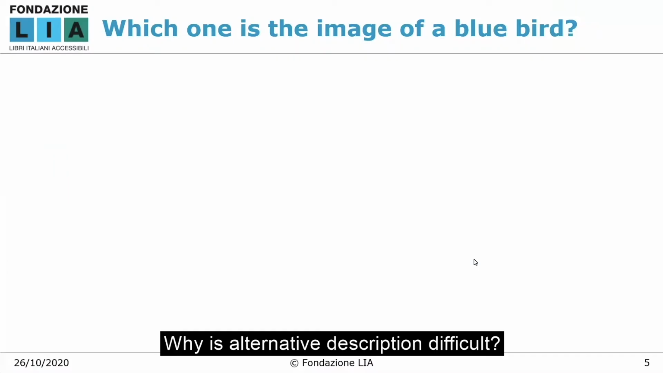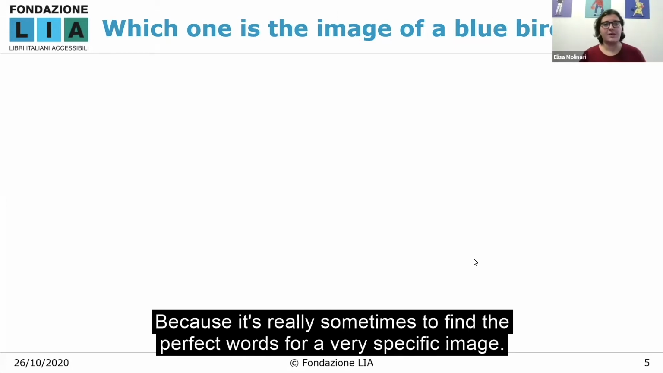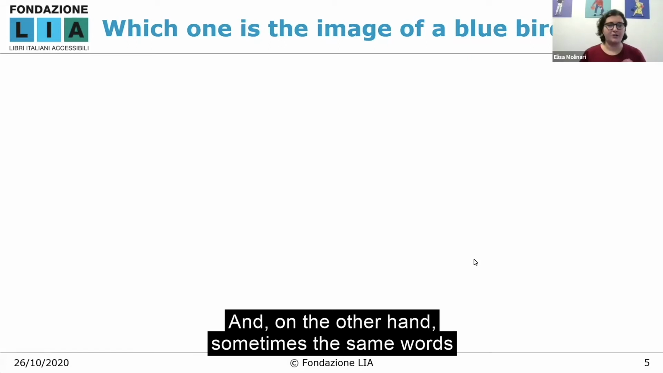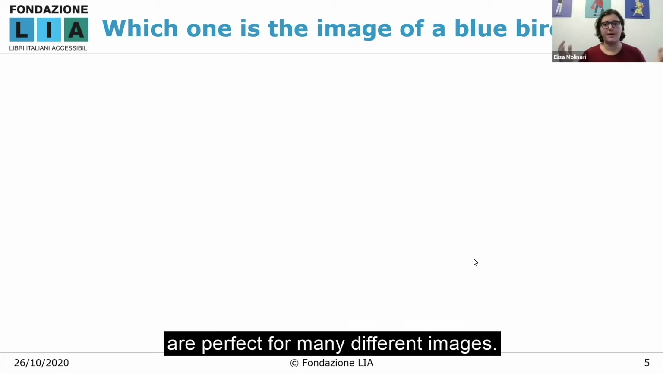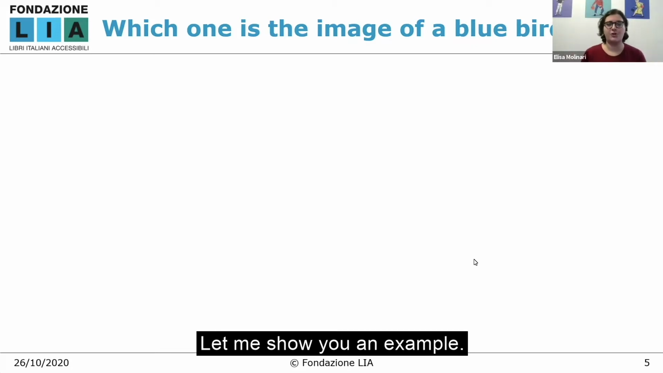So why is alternative description difficult? Because it's really difficult sometimes to find the perfect words for a very specific image. And on the other hand, sometimes the same words are perfect for many different images. Let me show you an example.